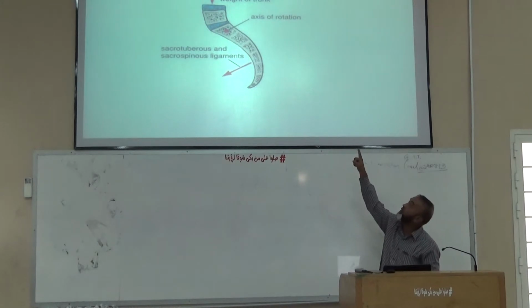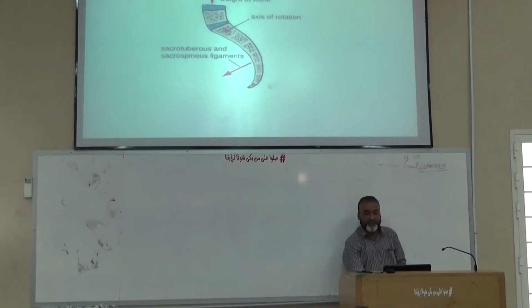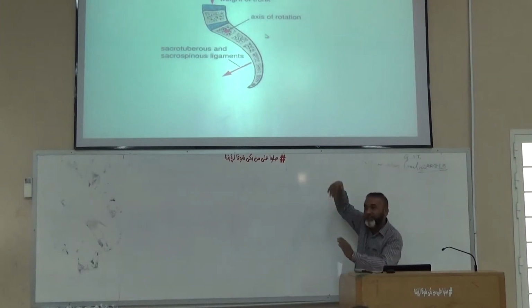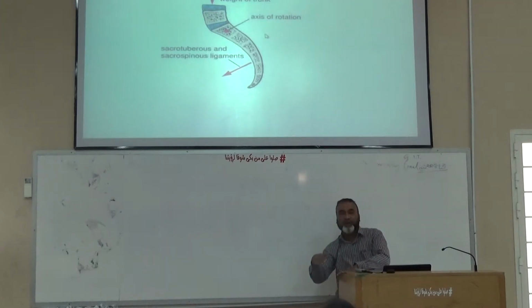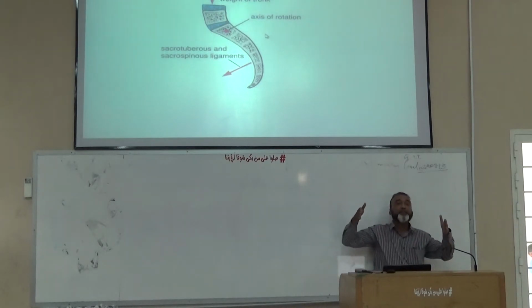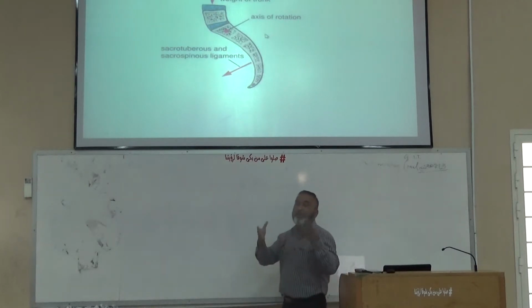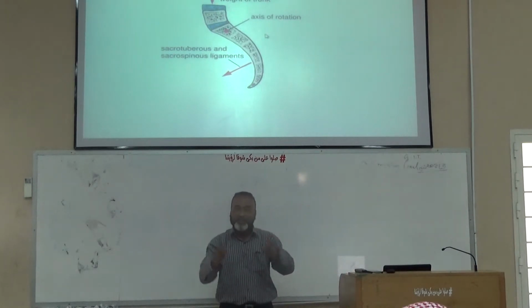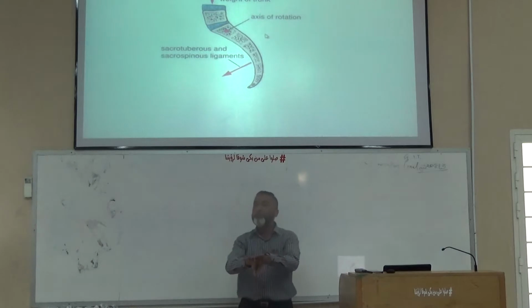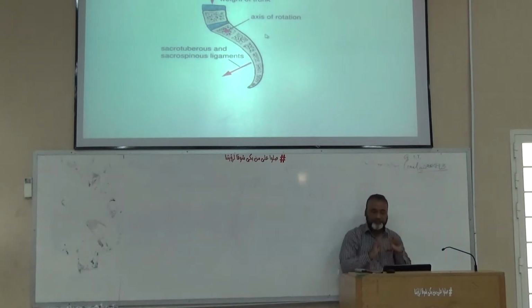So this is how there is a transfer. You can see the first arrow shows the weight of the trunk, and the second arrow shows the axis. When the weight comes, it has to move forward. But in this direction, the lower arrow, there is the presence of the sacrotuberous mainly and sacrospinous ligaments also. The sacrotuberous ligament becomes tightened and prevents its forward movement further out of the anatomical range. Clear?